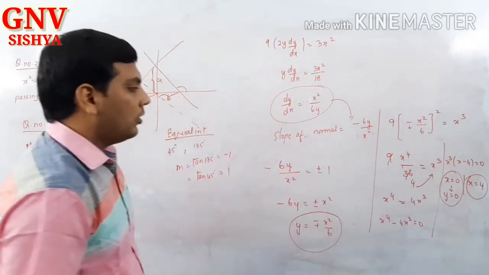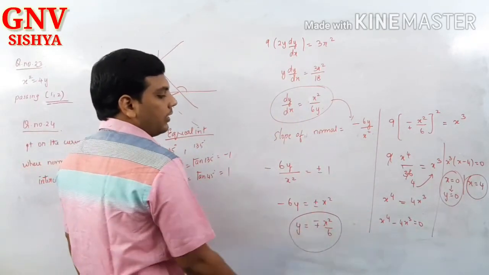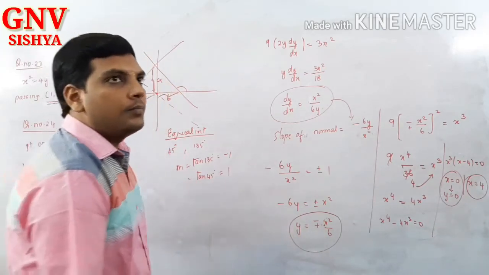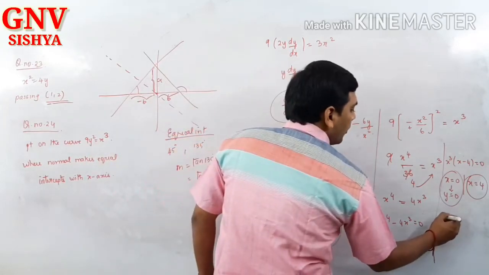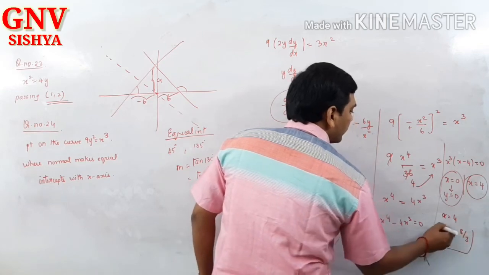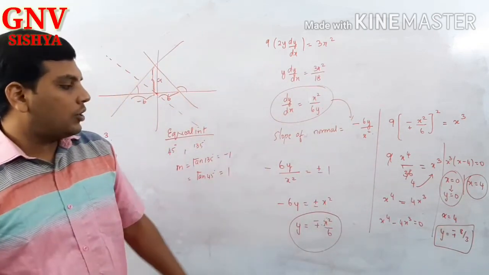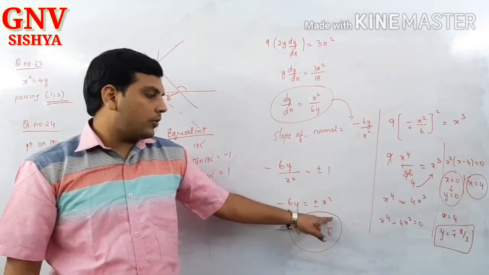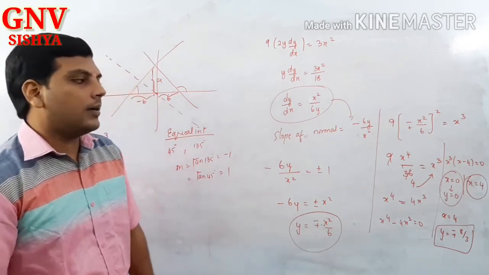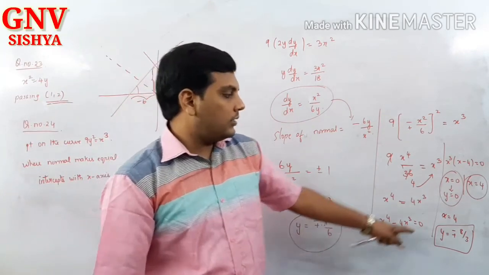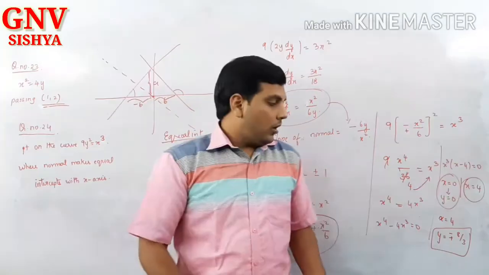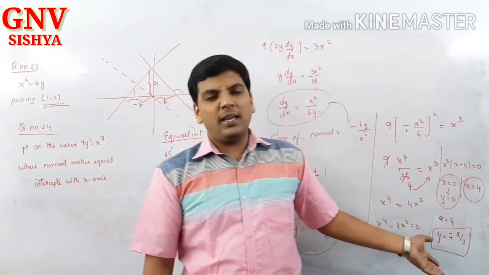When x is equal to 4, what will happen to y? When you substitute 4 here, 4 square will be 16, correct? 16 by 6 will be equal to 8 by 3, correct? So x is equal to 4. When you substitute here, y is equal to minus or plus 8 by 3. Am I correct? Yes. So you can check which option is correct. When you divide by 2, it will become 8 by 3. So when x is equal to 4, you will get y is equal to plus or minus 8 by 3. Can you understand? Yes. Whether it is minus or plus, both are the same.